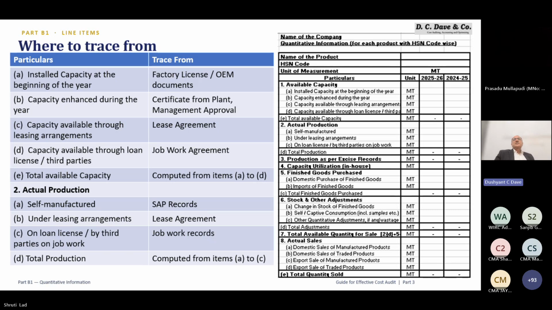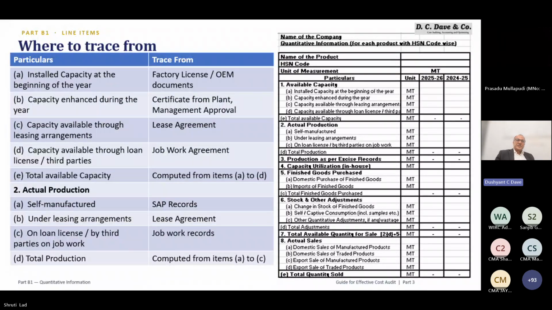The installed capacity at the beginning of the year, capacity which was enhanced during the year, and capacity available through leasing arrangements. So where to pick up this from? Installed capacity: as I said earlier, you have to look at the factory license and OEM documents.